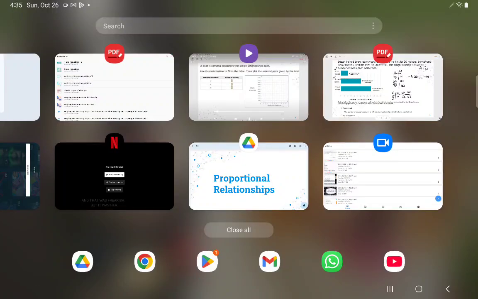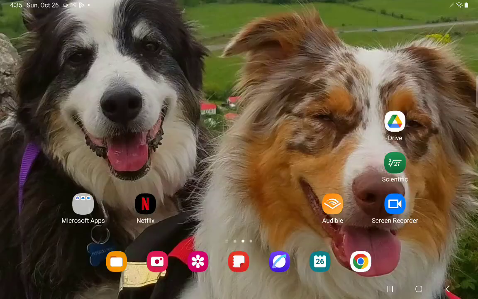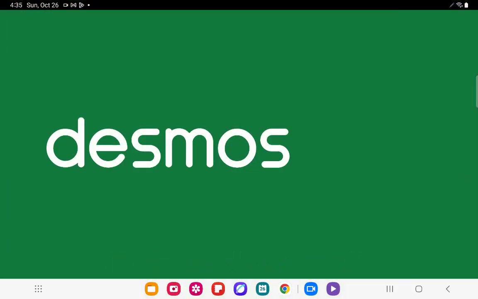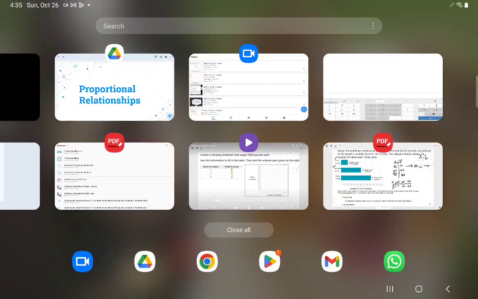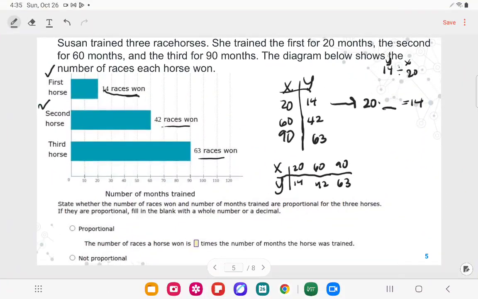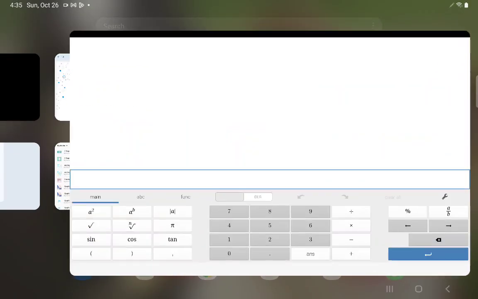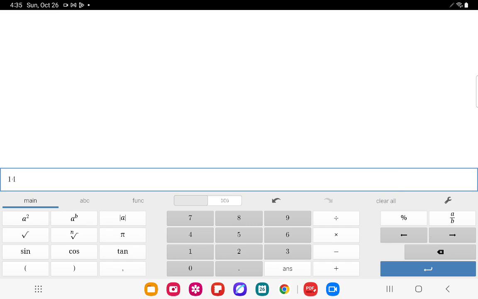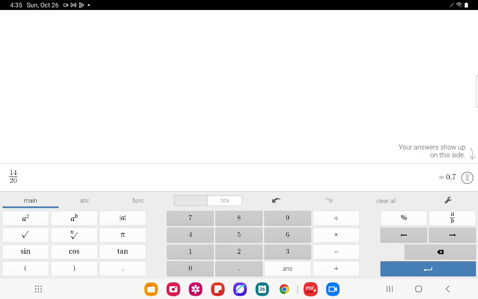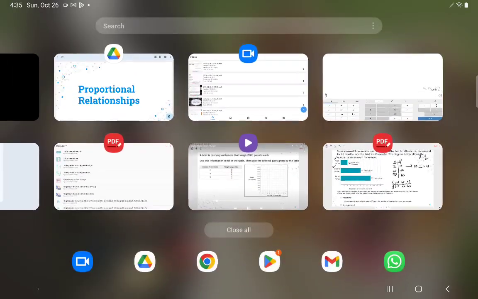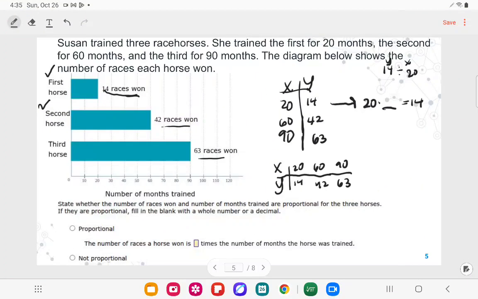Okay, and I'm going to use the scientific calculator here on Desmos. And I'm going to do that division. So if I look back at my division, I am doing 14 divided by 20. And I get this nice decimal of 0.7. So what I've determined is that I'm timesing that first row by 0.7. So 20 times 0.7 equals 14.